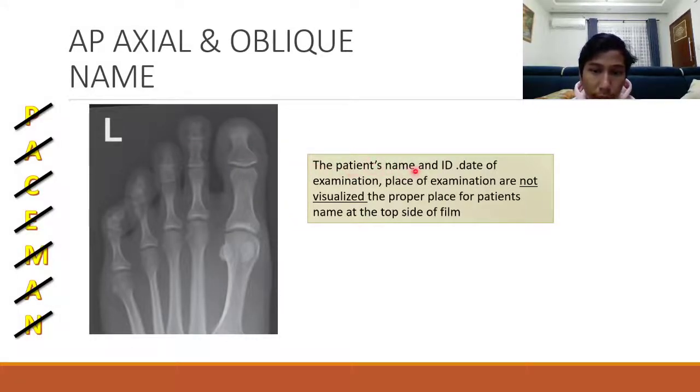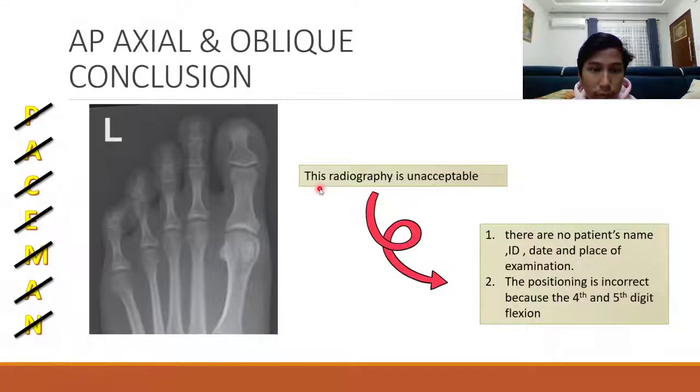The patient name and ID, date of examination, and place of examination are not visualized. The proper place for the patient name is at the top side of the film. The radiograph is unacceptable because there are no patient name, ID, or date of examination, so it can lead to misunderstanding.